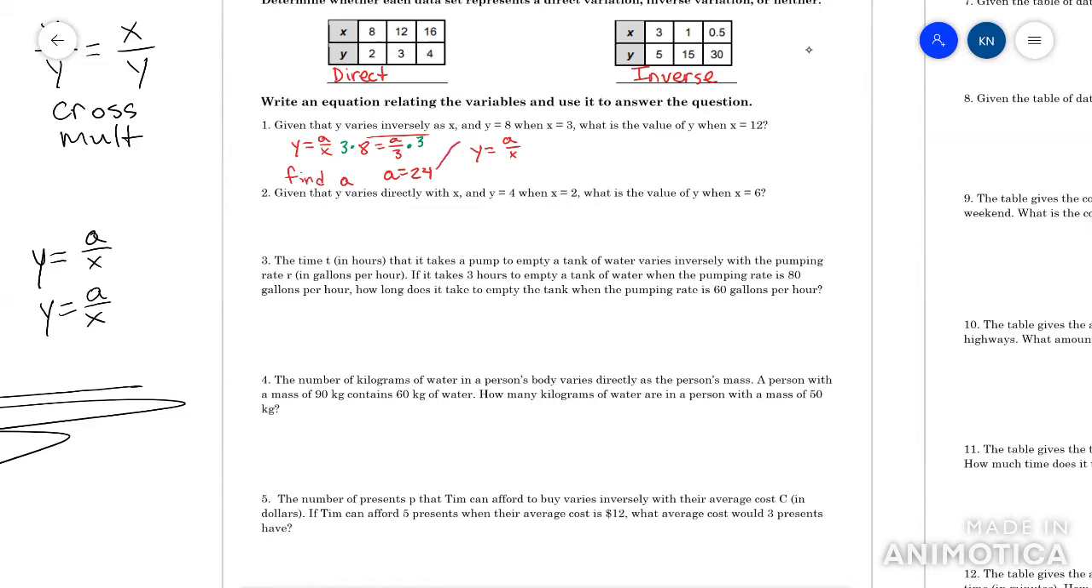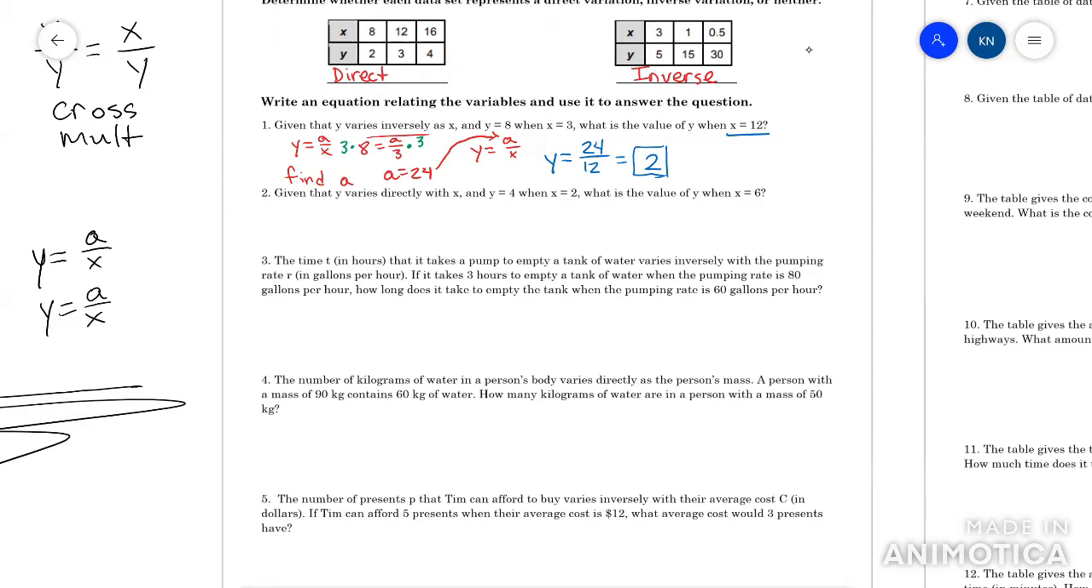As soon as you know a, you throw it right into the second equation. And you also plug in the other piece of information they give you. So here's what I mean. y equals, we know a, and we know the next x. 24 over 12 is 2. Nothing to it. So again, I really like to write y equals a over x twice, because as soon as you find a from the first one, you're going to take it and put it right into the second equation with the other information that you know. Hope that made sense.